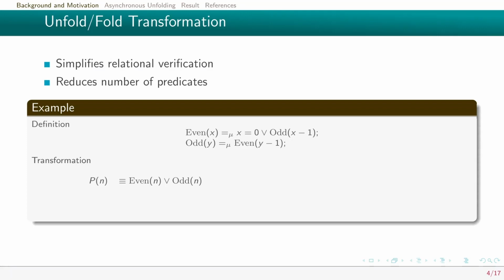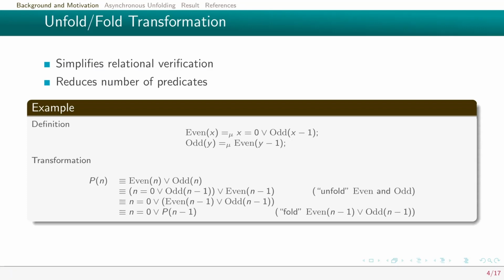Sometimes, verification of a fixed point logic formula becomes quite challenging. Here is one such example. We'd like to check if n is non-negative, then either even n or odd n holds. It cannot be checked automatically as it is. However, if we transform it by unfolding and then folding, then this transformed formula can be easily checked. By unfolding, we mean expanding a predicate variable by its definition, and by folding, we mean the opposite, substitution of a formula by a predicate variable.